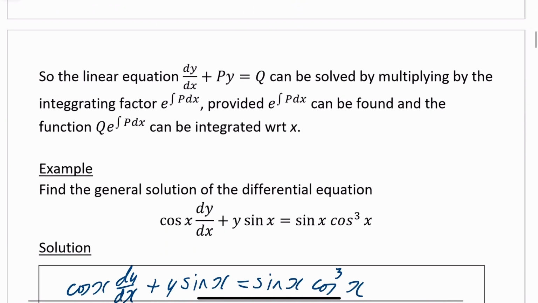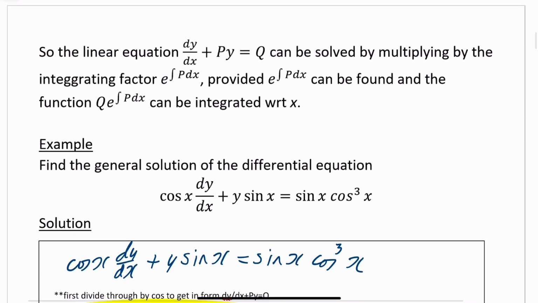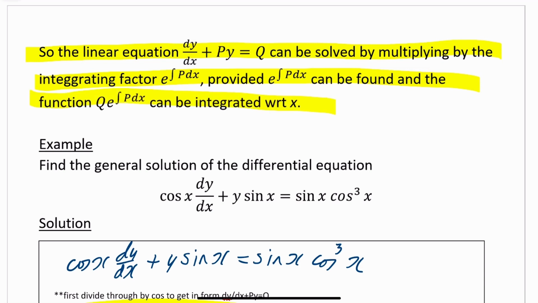Okay, so the big takeaway from this then, and then we'll look at an example or two maybe in this. It says, so if the linear equation dy by dx plus py equals q can be solved by multiplying by the integrating factor, e to the integral of p dx, provided e to the integral of p dx can be found, and also the right hand side can still be integrated with respect to x.